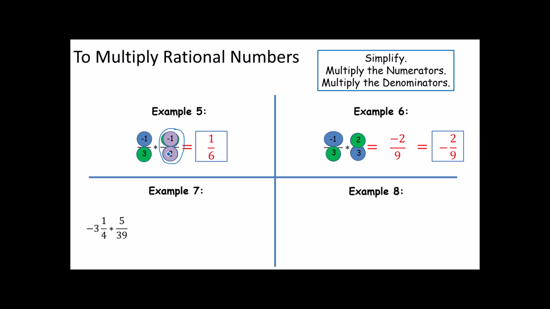If you get a mixed number, make sure you make it into an improper fraction before you do this. Remember, 3 1/4 is 3 times 4 is 12 plus 1. That is 13.